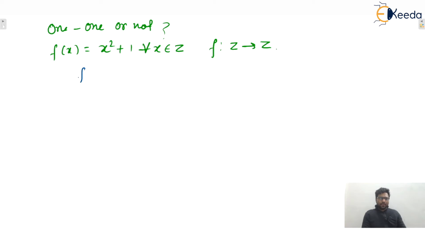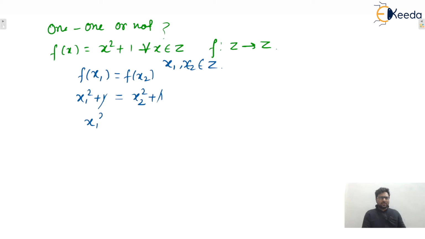Now assume again that two elements are there, x1 and x2, belonging to the set of integers. These are two elements inside the domain, and we are assuming that both have the same image. If both have the same image, then f(x1) is x1 square + 1 equal to x2 square + 1. So the 1 will be cancelled out with 1. From here we can say that x1 square equals x2 square.